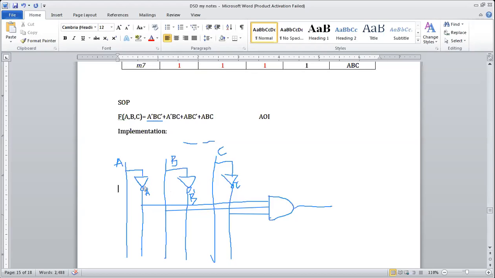Right? Now, to get only one term, I have used a NOT gate and an AND gate. The output of this AND gate is A bar, B, C bar. Then for the second term, which is present in this function, again what do I require? One AND gate.